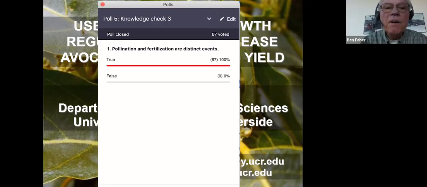Okay, pollination and fertilization are distinct events, true or false? You've got a 50% chance of getting it right. All right, let's go on to the next one. Yes, they are distinct events, and the conditions have to be right for both for fruit set to occur.